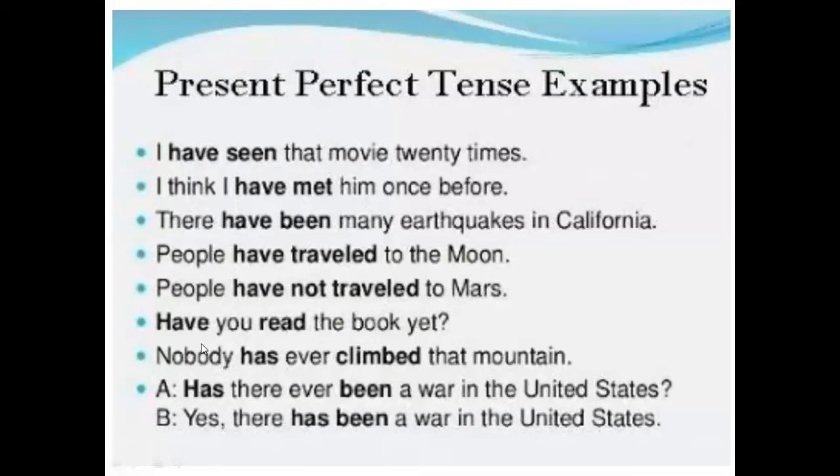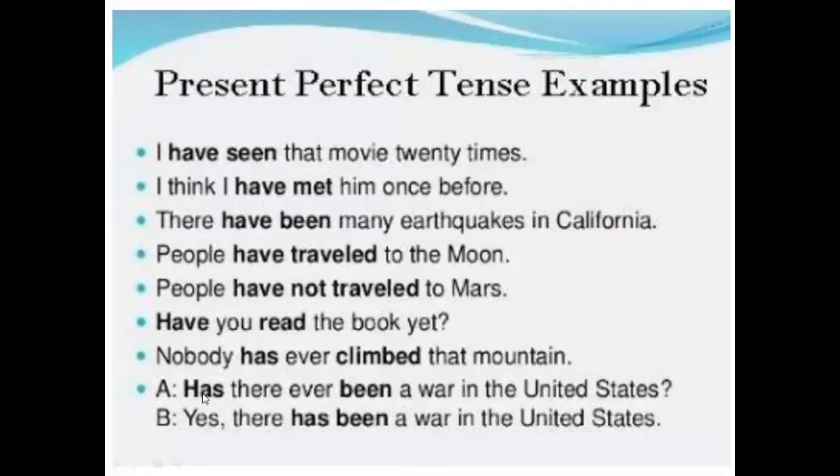That is an interrogative sentence. That's why we use the helping verb at the start of a sentence. Then we use the sign of interrogation at the end of a sentence. Now, the next sentence, nobody has ever climbed that mountain. That is an affirmative sentence. Last sentence, has there ever been a war in the United States?